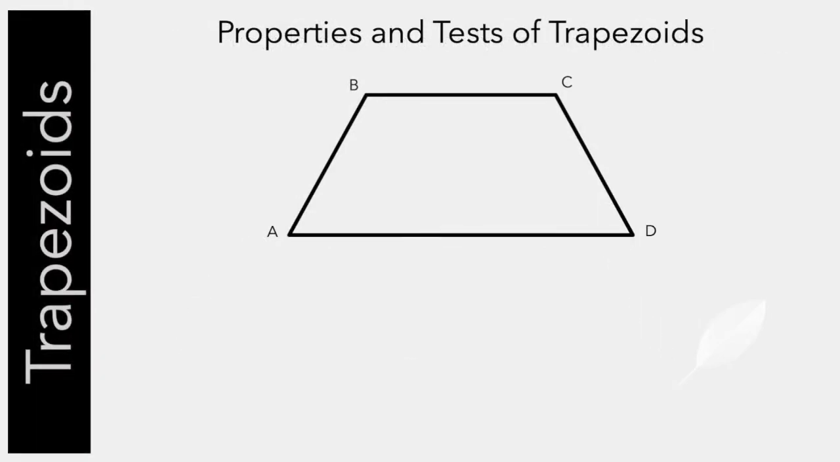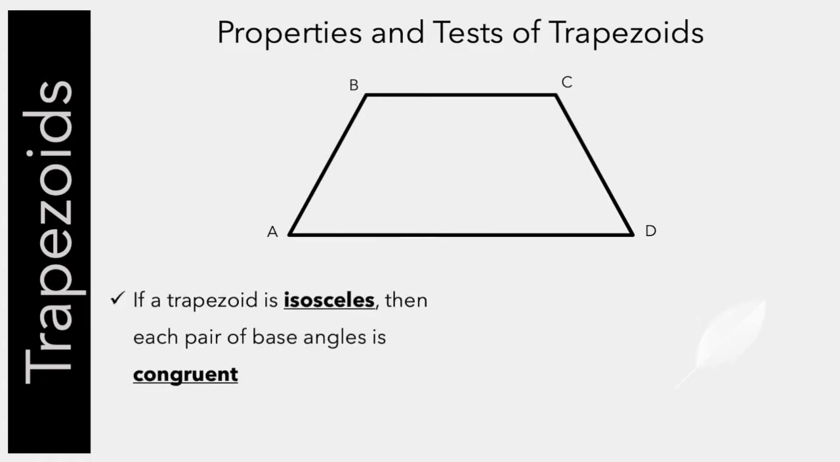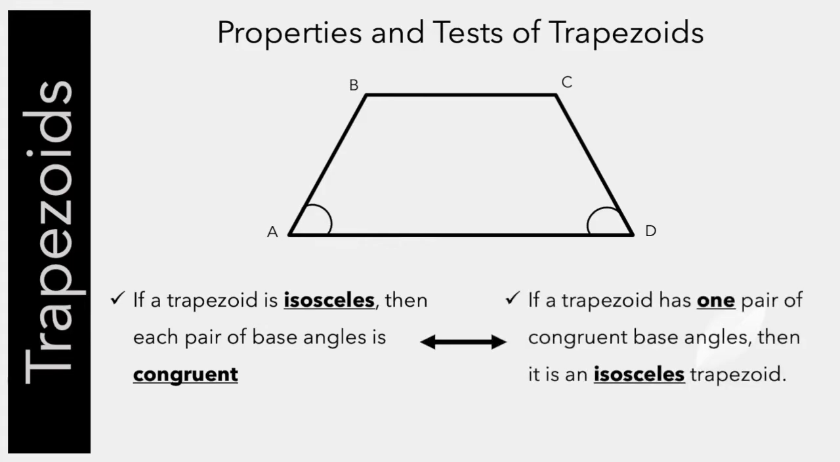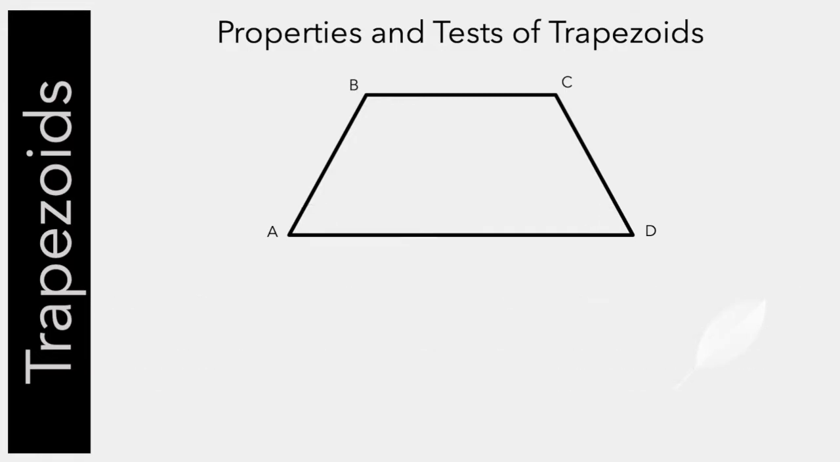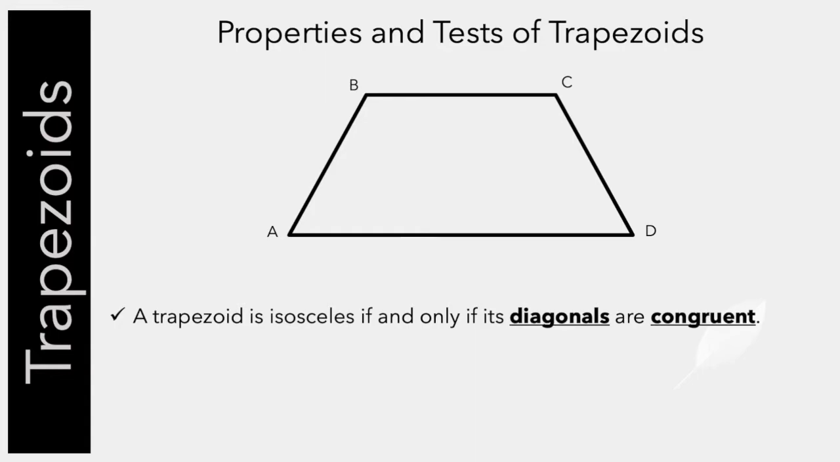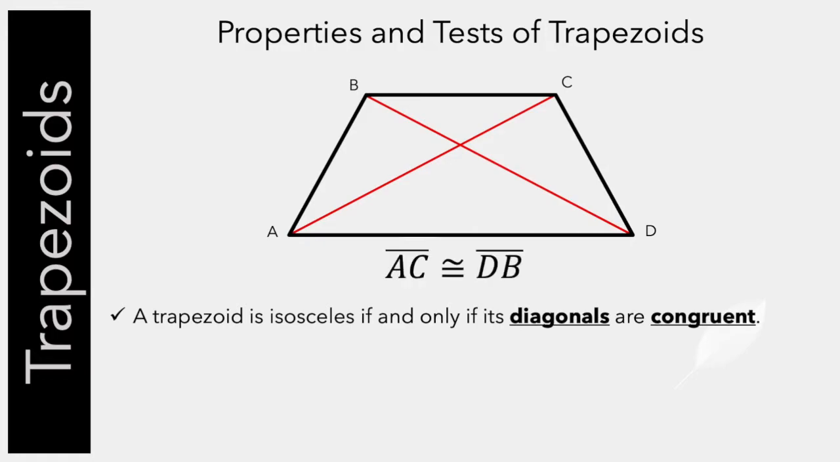Now there's a special kind of trapezoid called an isosceles trapezoid. If a trapezoid is isosceles, then each pair of base angles is congruent. We can flip this around and say, if a trapezoid has one pair of congruent base angles, then we know it's an isosceles trapezoid. We know some other things about trapezoids too, like a trapezoid is isosceles if and only if its diagonals are congruent. So AC would be congruent to DB.